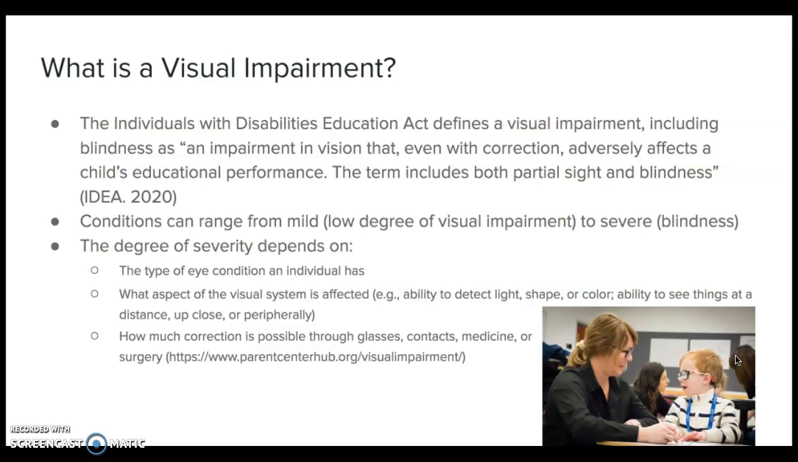So, as we know, a visual impairment can be as little as just someone who needs glasses, whose vision isn't 100%. I can't personally drive at night without glasses, but it can, like I said, go all the way up to someone who's fully blind.